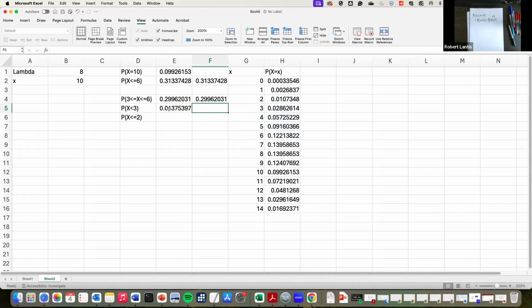Now, where I need to be careful is maybe I look at this initially and I think, oh yeah, I'll find the probability that's less than or equal to 6, subtract the probability that's less than or equal to 3. Well, no. I've got the equality. I want to include 3 in this probability.